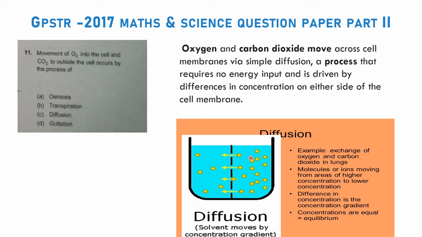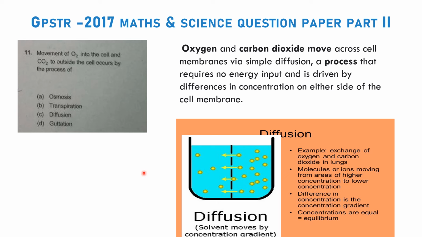For example, exchange of oxygen and carbon dioxide in the lungs is one of the best examples of diffusion. Molecules or ions move from an area of higher concentration to a lower concentration. A difference in concentration is the concentration gradient. When there is a difference in concentration, we use the term concentration gradient. When the concentrations are equal in both cases, we call it equilibrium.